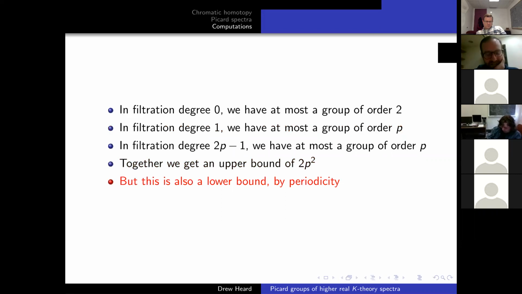But as I said a while ago, 2P squared is also a lower bound because the homotopy groups are 2P squared periodic. So it's an upper bound and a lower bound. This means this Picard group is actually just Z mod 2P squared. And then because we've proved the result for CP, we've then proved it for all finite groups at this particular height. And I believe that is actually the end.